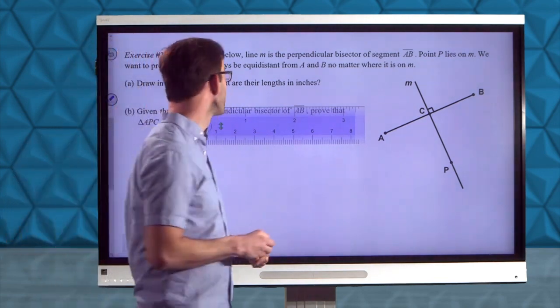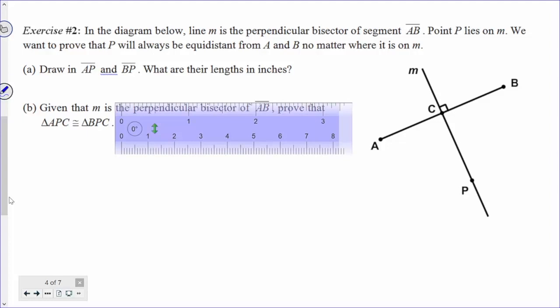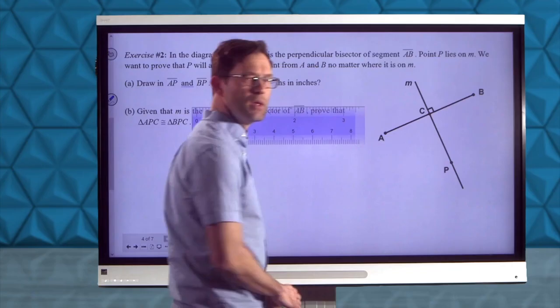Let's read through it. In the diagram below, line M is the perpendicular bisector of AB. Point P lies on M. We want to prove that P will always be equidistant from A and B no matter where it is on M.